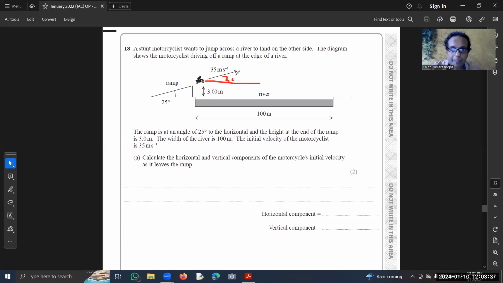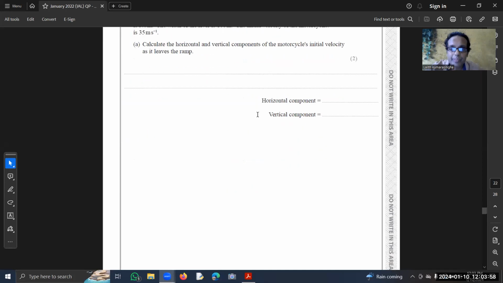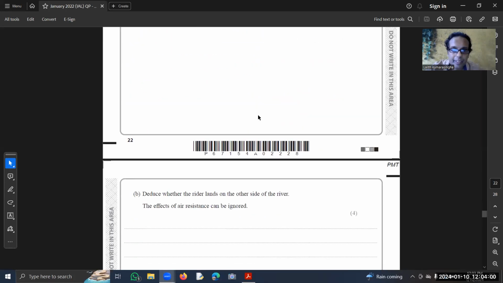25 degrees. Calculate horizontal and vertical. Horizontal component will be 35 cos 25. Vertical component is 35 sine 25. Very common sum. Next part they are telling, always in our calculation we neglect air resistance. So therefore, horizontally it will move at constant velocity, and vertically it will accelerate at 9.8.